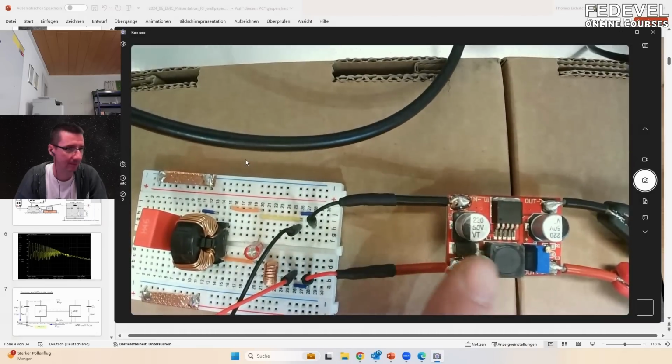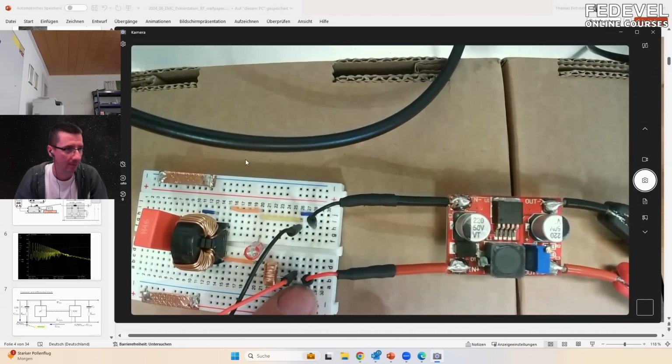Here we have the device under test. And here I have directly connected it at the beginning. I just placed it there on the breadboard so that we can go very quickly over this design.